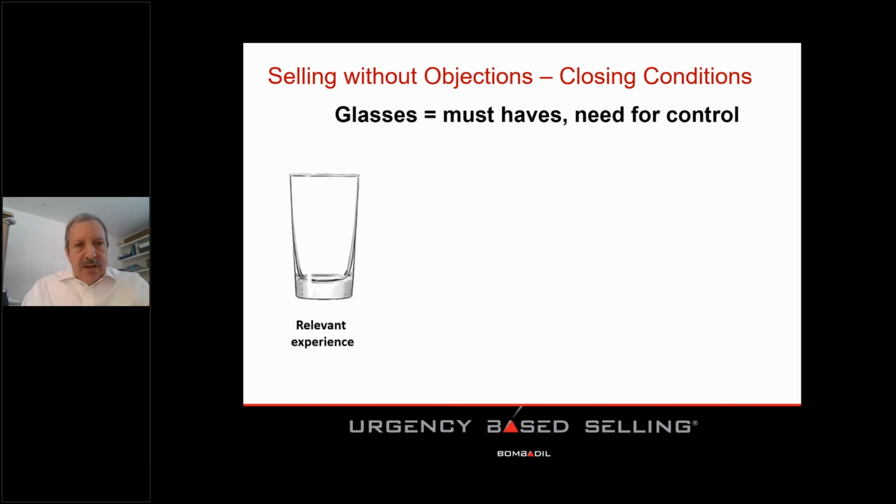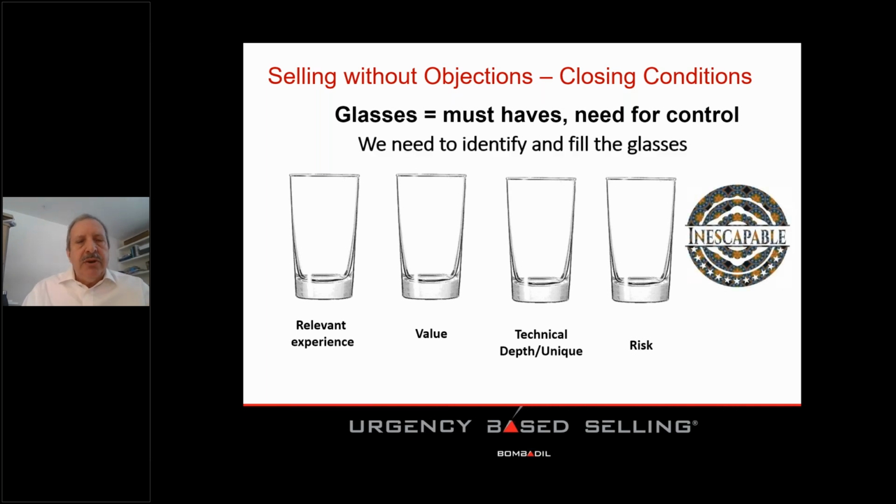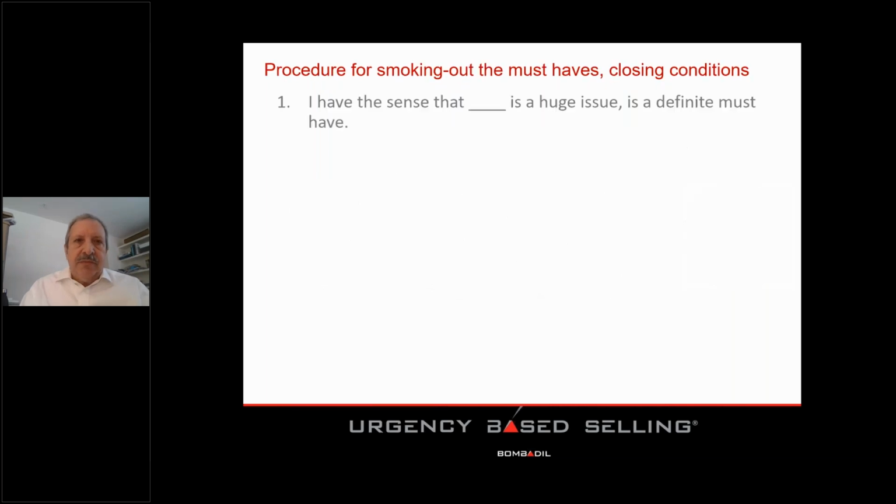And again, the metaphor we're using is on a decision-making desk, there's a series of glasses. Each glass stands for a decision-making criteria. In order for us to be in control, in order for us to avoid objections, we need to know the closing conditions. Once we know the closing conditions, we can make this decision. Is there a fit?